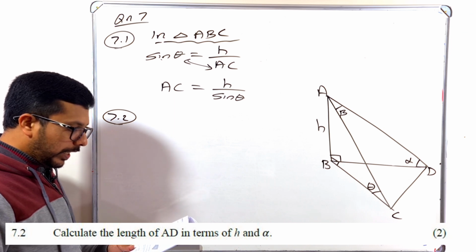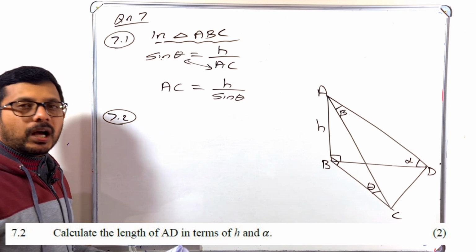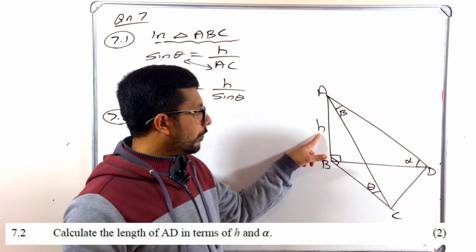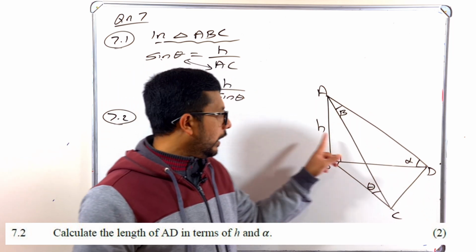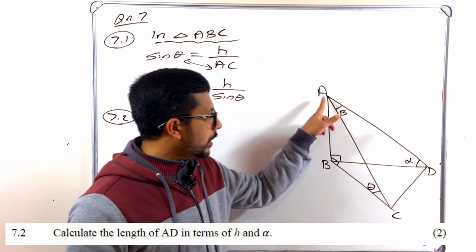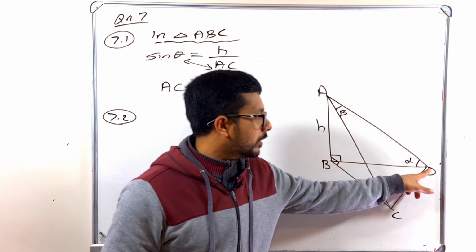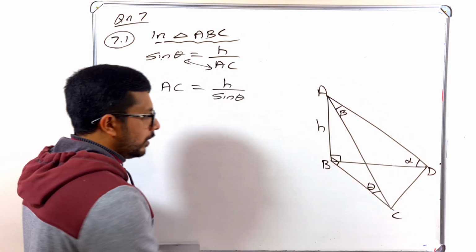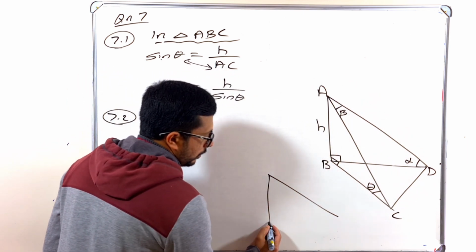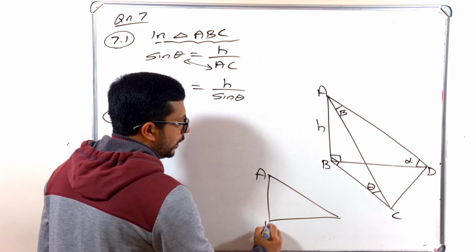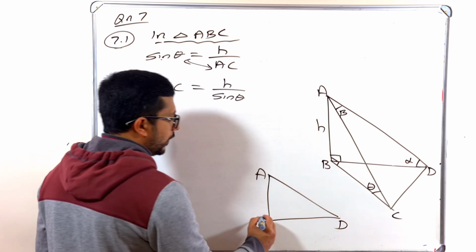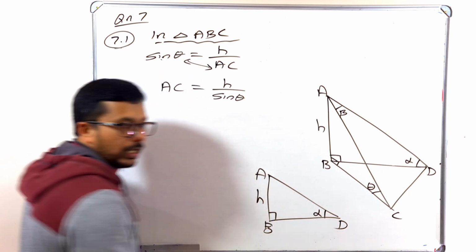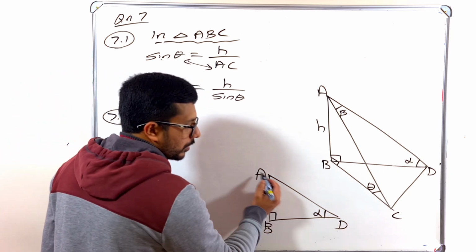Calculate the length of AD in terms of h and alpha. You have to find the length of AD in terms of h and alpha. So which triangle are you supposed to consider? ABD. You understand? So this triangle has A, B and D. Here this angle is 90 degrees, this is h and this one is alpha. So you have to find an expression for AD.